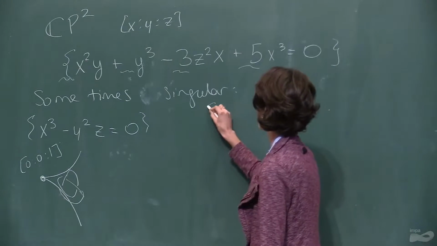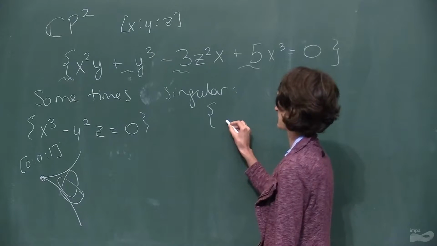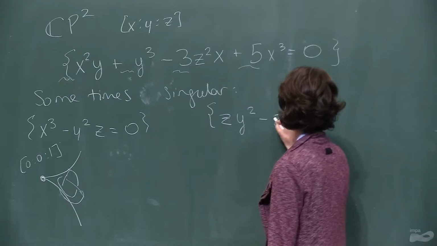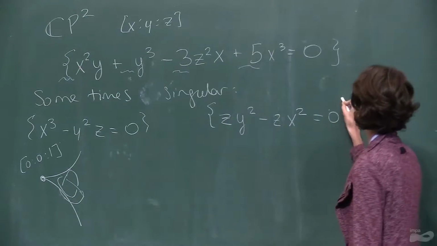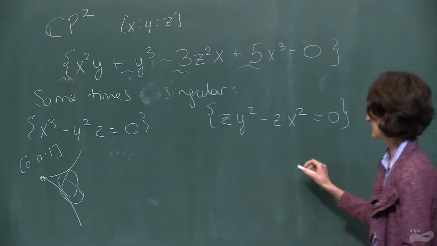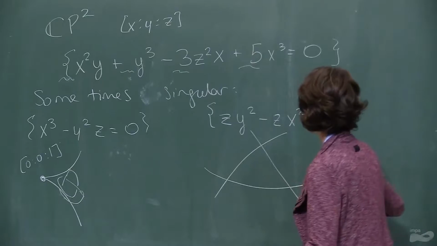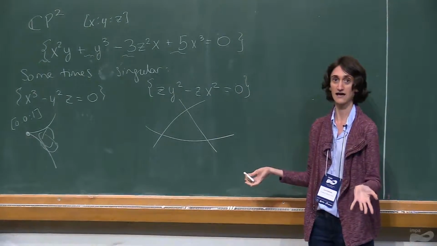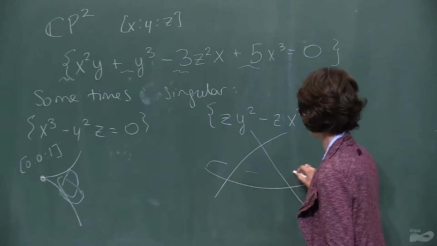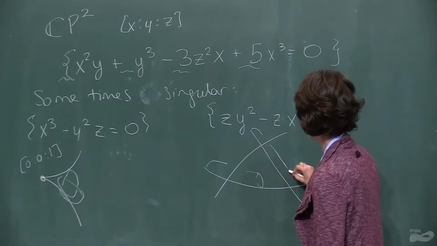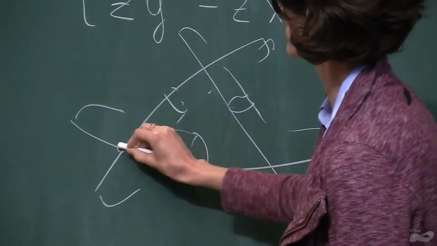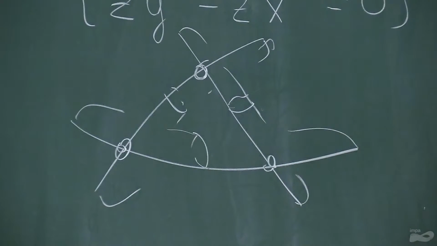Another kind of singularity that could occur is that the polynomial factors. So maybe it's something like z y squared minus z x squared equals 0. This has a factorization into 3 linear factors. Each of those linear factors is like a line, but a line in CP2 is really a sphere. So there are these 3 spheres. Each pair of them intersects at a point, so we have 3 intersection points.